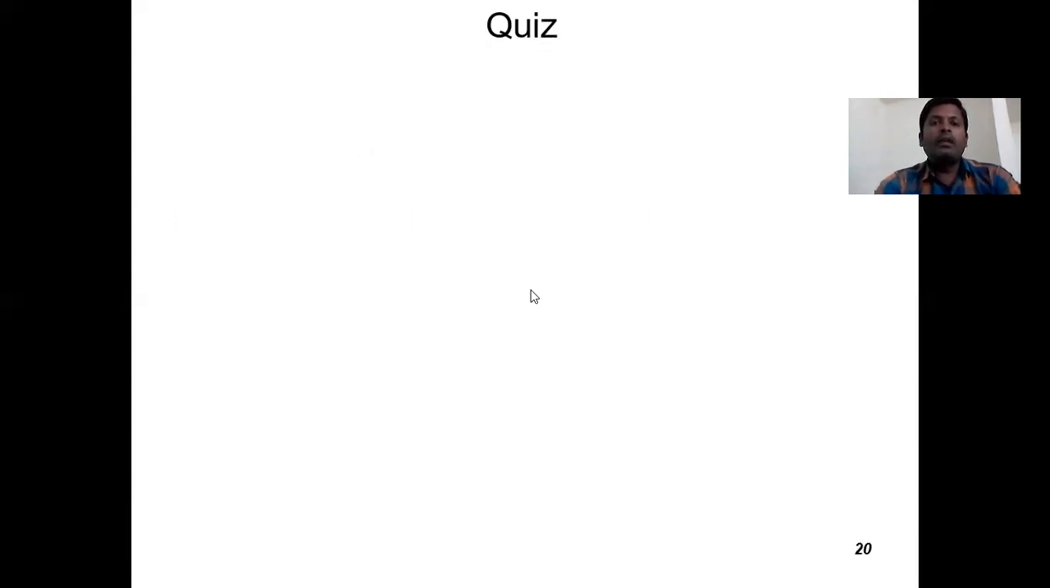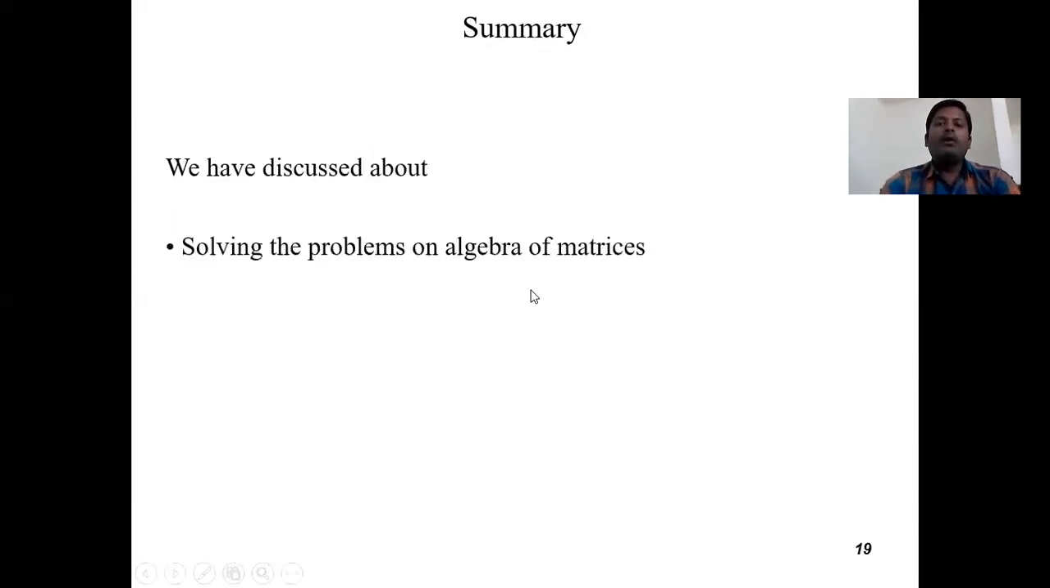Solving the problems on algebra of matrices. Here we discuss the algebra of the matrices problem. That means, how can we find the value of x? Then how can we find the a value? And how can we find the b value? How can we find the a square value? And how can we find the 3a value and 9i value? Then how can we find the a square minus 3a plus 9i?